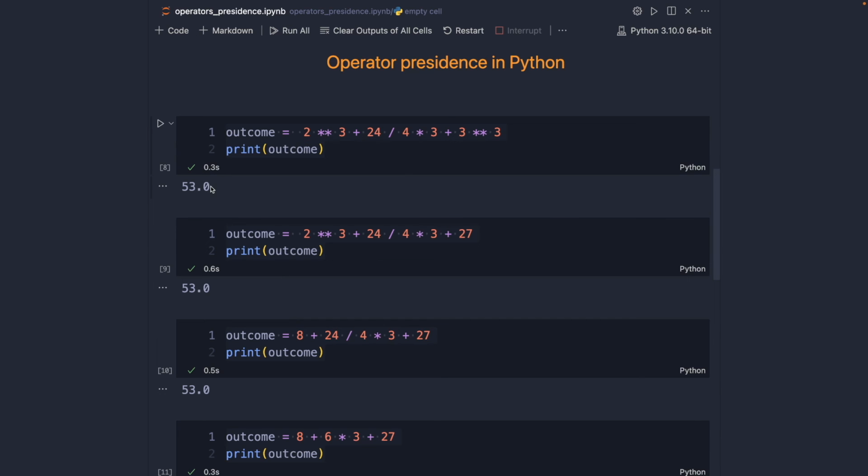And without an understanding of operator precedence, it is really difficult to figure this out. That's the reason operator precedence is a very important concept in programming, and it is applicable to almost all programming languages. There is a bit of variation, but the core concept remains the same.